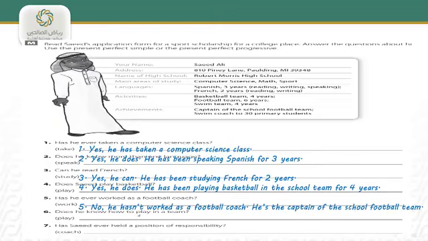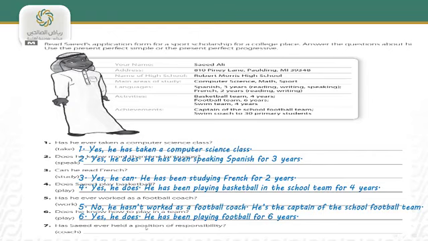Does he know how to play in a team? And the verb to be used is play. The answer will go like this: yes, he does. He has been playing football for 6 years. The concentration here is on the duration.